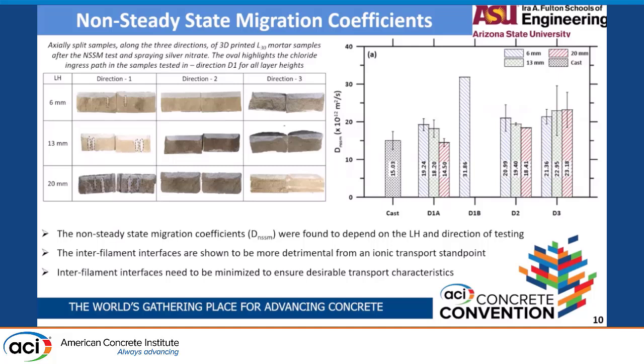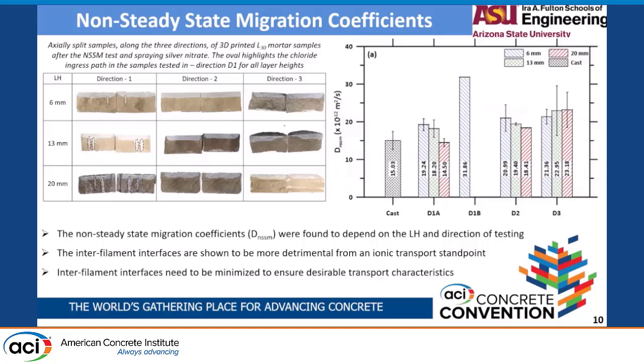What we concluded from this is that for 3D printed samples, in the D1 direction we cannot actually rely on the diffusion coefficient for durability properties, because if you see 13 and 20 mm, the chloride was completely transported through the specimens, and it happened even before the test duration could be completed. Therefore, only D1B is defined for direction 1, and only for 6 mm it is represented. And even if you see the difference between D1A and D1B, it is about 1.5 times higher.